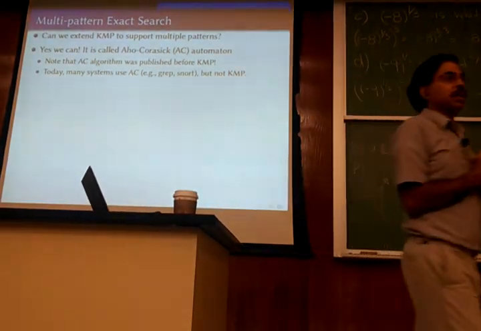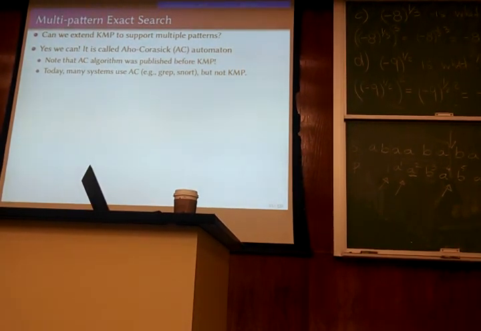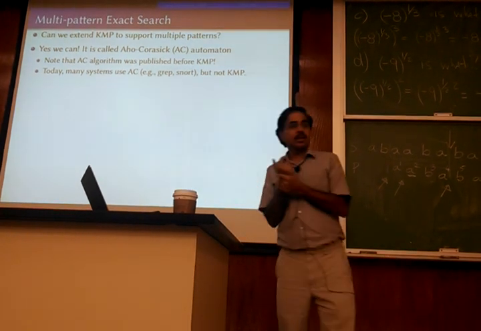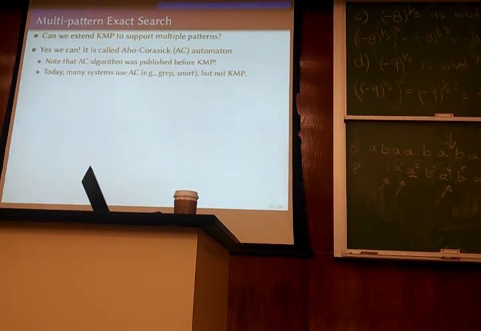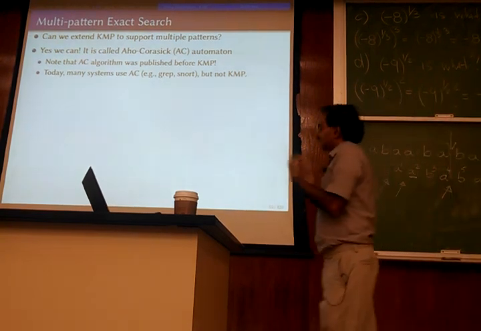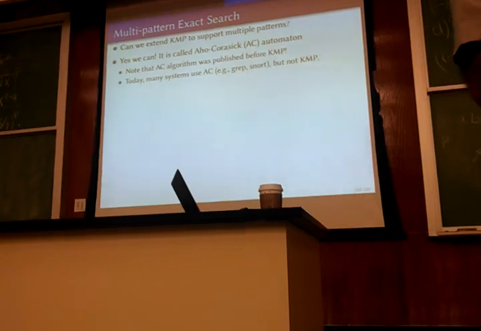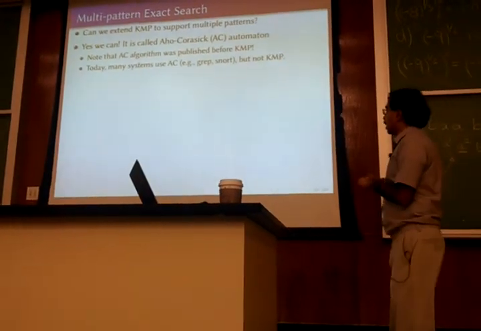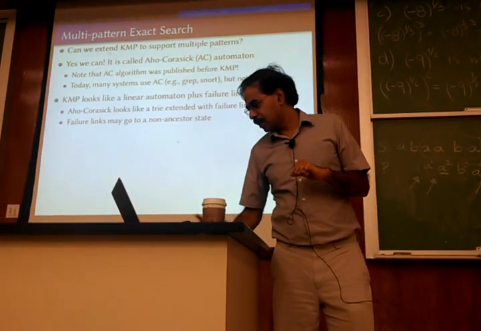The answer is that it can be done, and the resulting automaton is called the Aho-Corasick automaton. As it turns out, this algorithm was published a few years before the Knuth-Morris-Pratt algorithm. I don't think the ideas themselves came before, but the KMP algorithm was not written up until a few years after the Aho-Corasick algorithm.